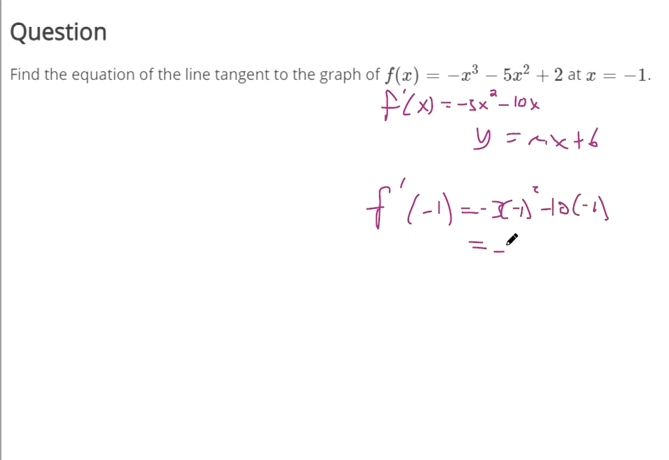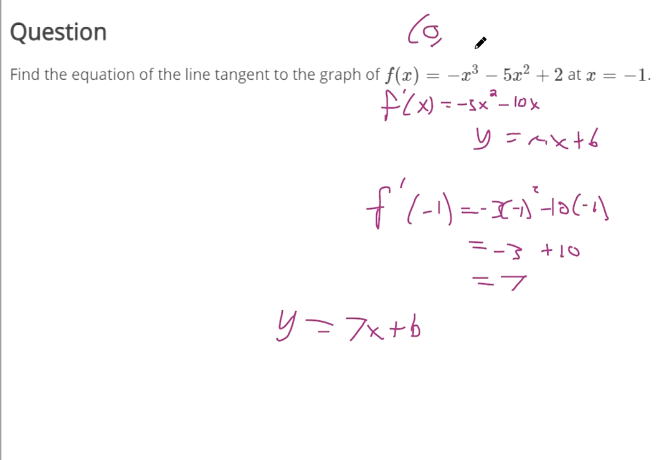So that's -3 plus 10, so that's 7. So the slope of the tangent line is 7. Now to find the y-intercept, we've got to have a point from the function. So let's just plug in 0. You can plug in any point you want.